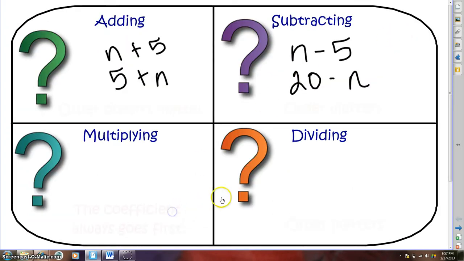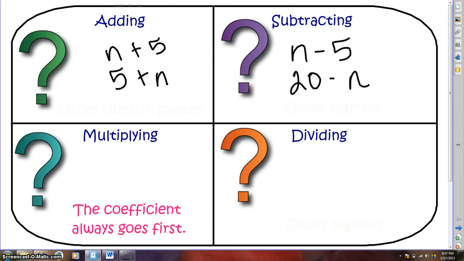When you're multiplying, the coefficient always has to be first in your expression. If we remember back, the coefficient is the number piece. So we want to write it as 3n instead of n times 3. And the reason we don't want to do this, even though if we put that multiplying sign in, it looks too much like an exponent. When we use powers, those come after our variable. When we mean multiplication, it needs to go before. So we're always going to put the number or the coefficient in front of the variable.